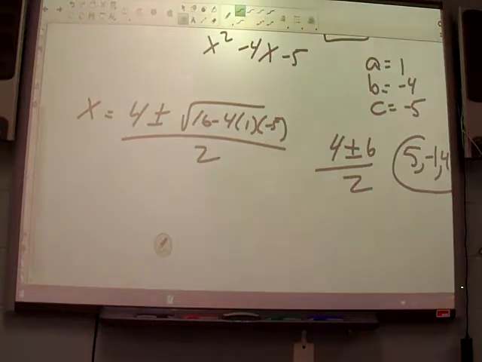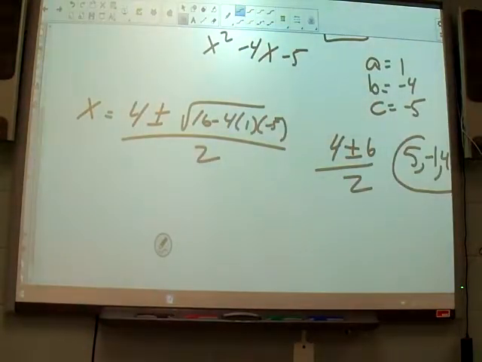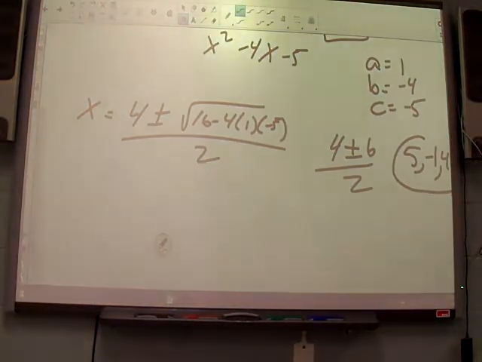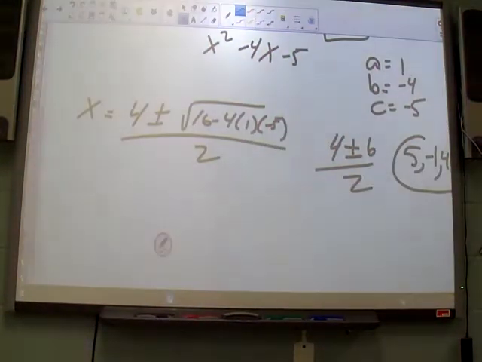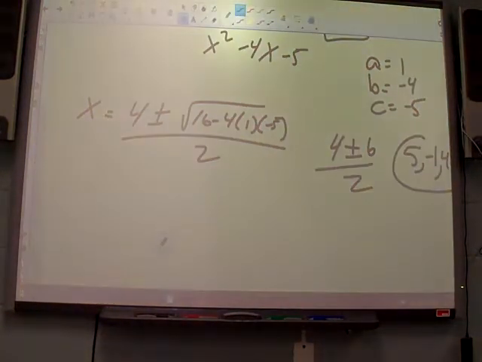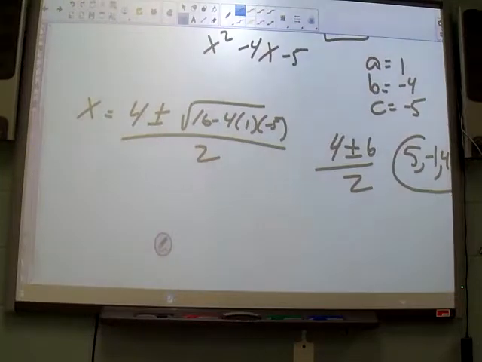Wait, why is there not... Never mind. I figured it out. 4 plus 6 is 10. 10 divided by 2. And then 4 minus 6 is negative 2. Negative 2 divided by 2. So what were they? 5, negative 1, and 4. We got that 4 from the synthetic division.